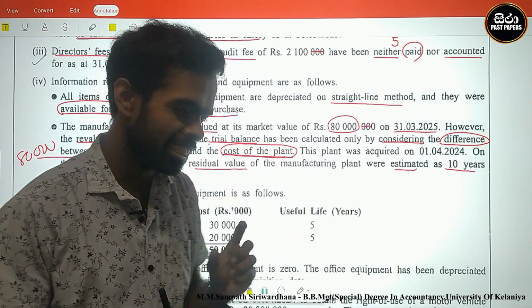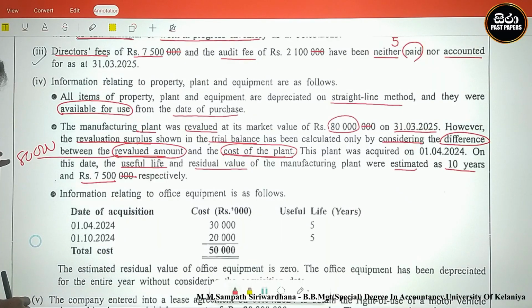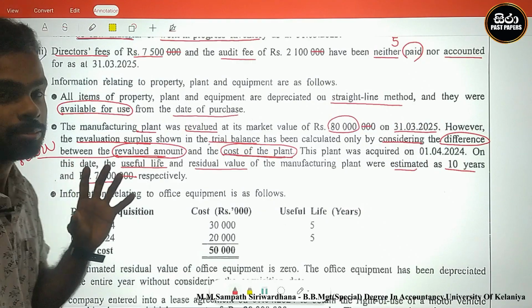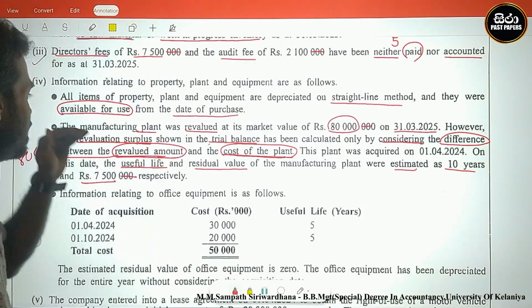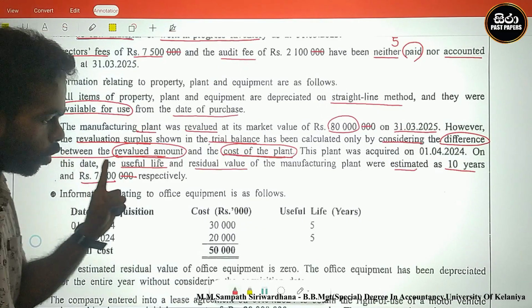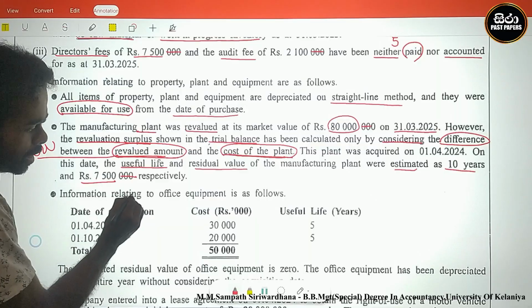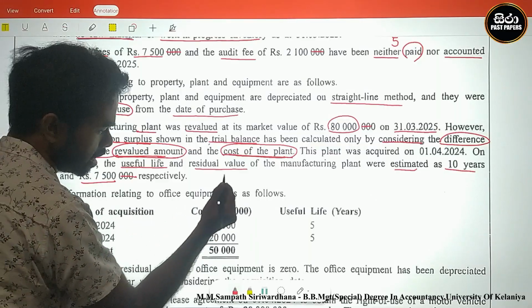Okay, let's see the additional information. This is the fourth one. We must concentrate on the third bullet. We already calculated and discussed the first and second bullets. The third bullet relates to office equipment. Okay, let's see, the information relating to office equipment is as follows.